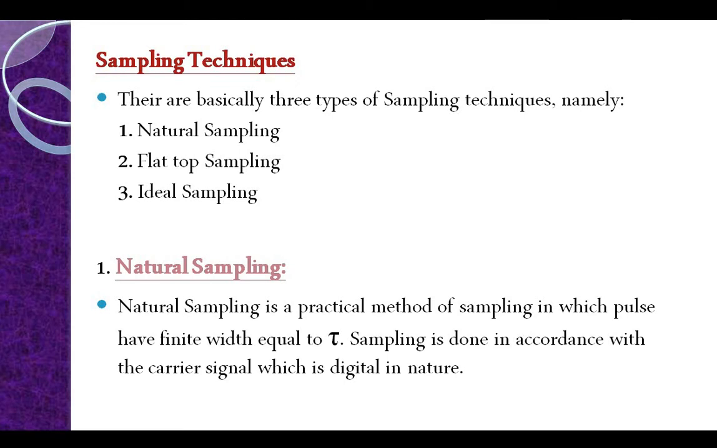Now you are seeing the natural sampling. It is a practical method where we will be using this one. In this method, the sampling is one in which the pulse has a finite width, equal to tau. We are using a train of pulses with a width, so sampling is done in accordance with the carrier signal, which is digital in nature. So we have to convert that one.